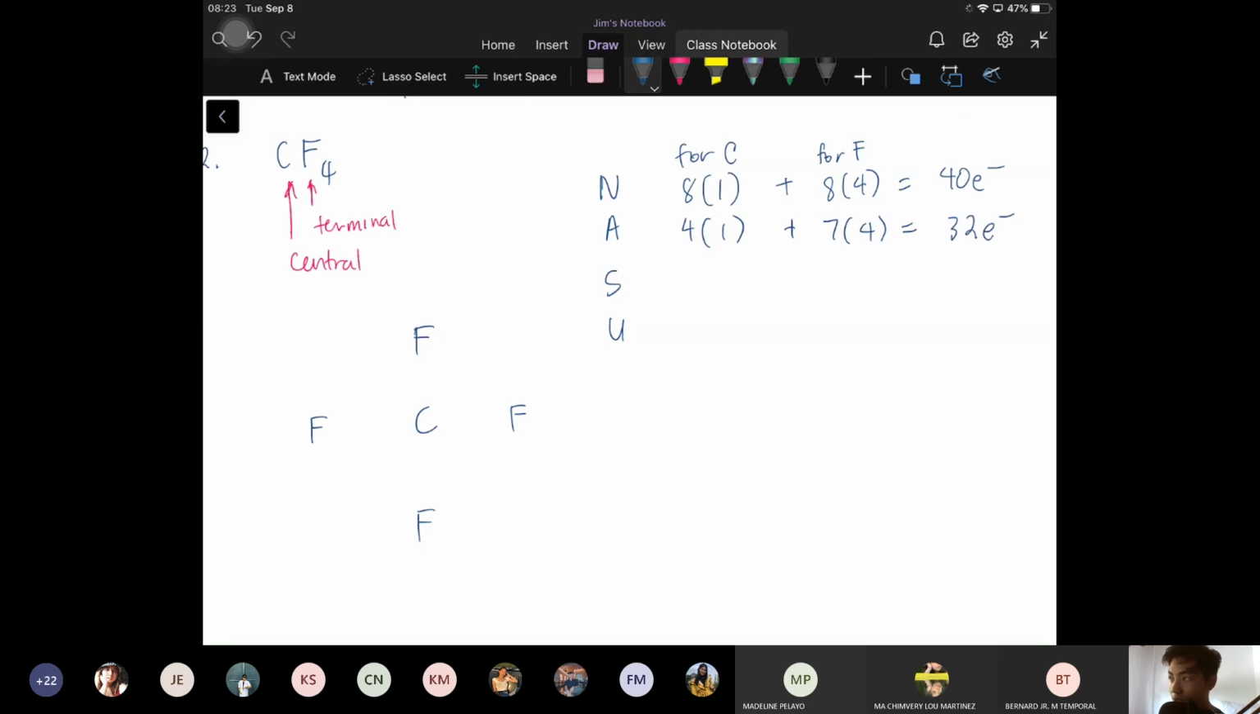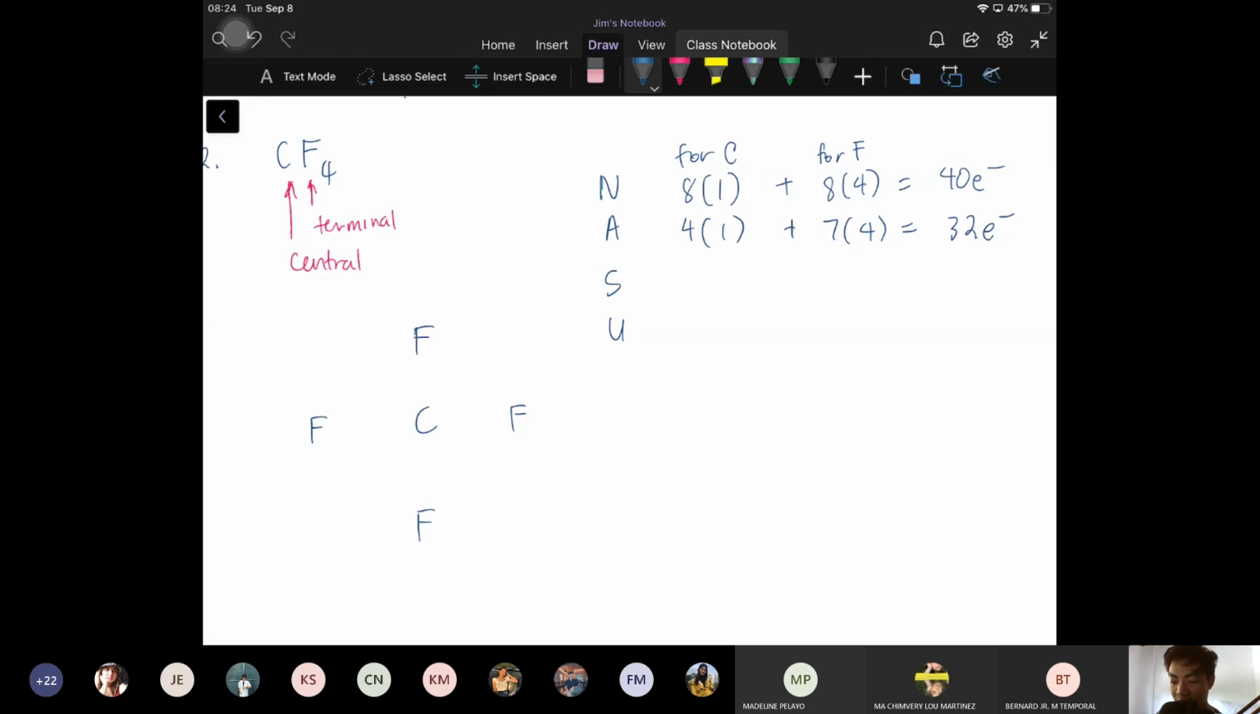Okay, so ganun. Again, saan galing yung 4 and 7? They all came from the group number of your atom, because the group number corresponds to your valence electrons. Okay? So yun yung idea.